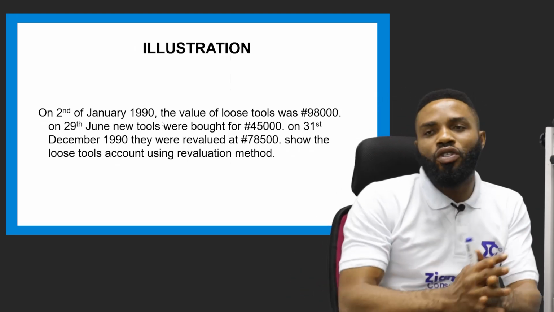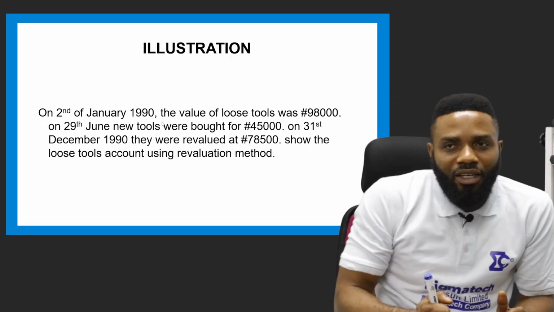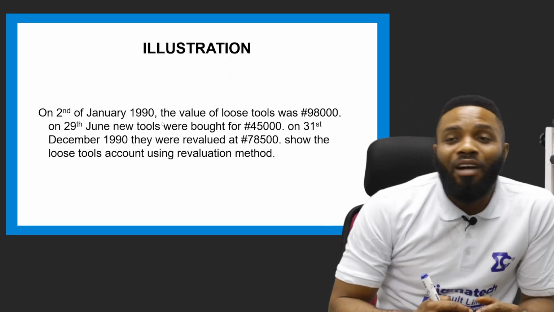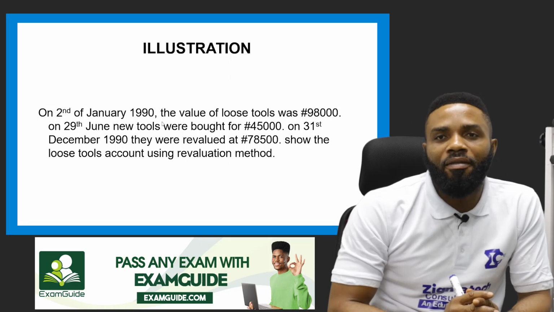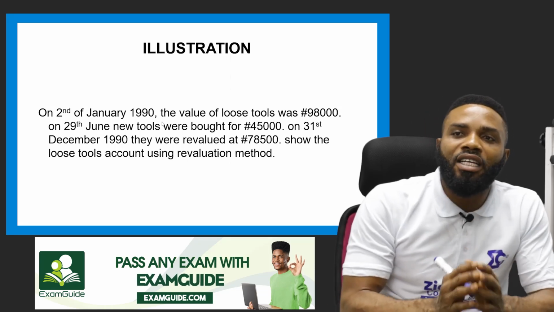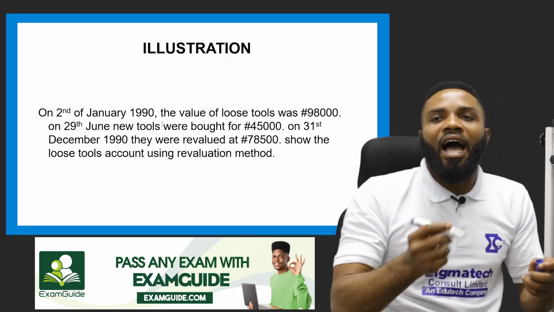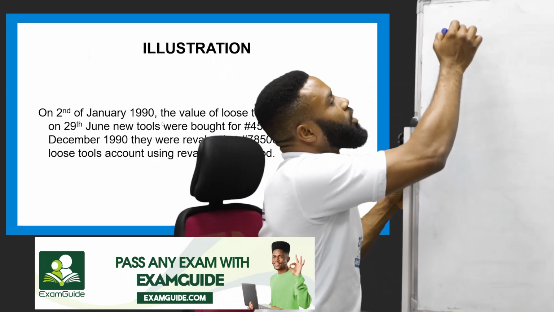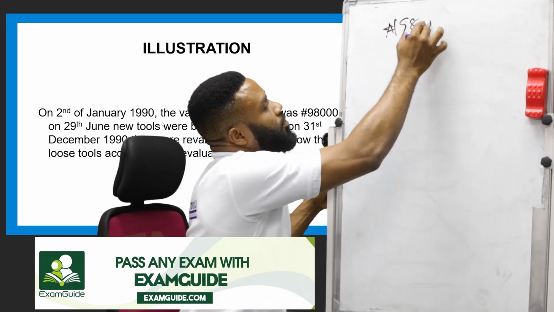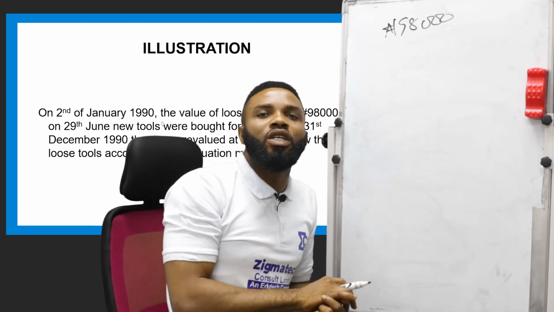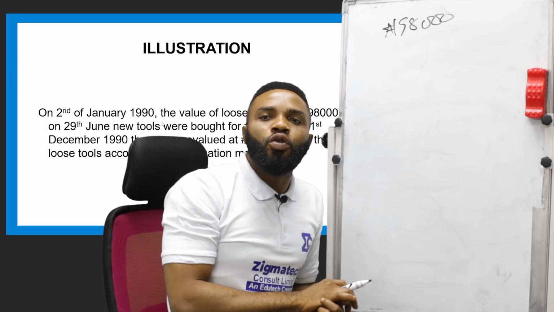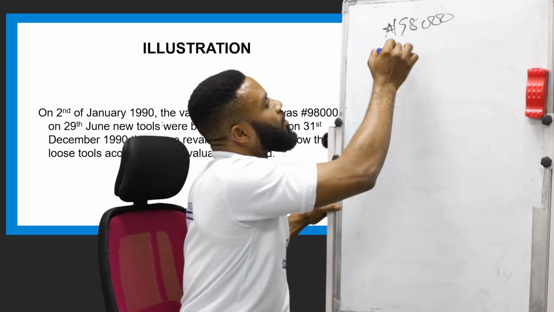A very simple question that, if students don't understand, can frustrate you in the examination hall. First of all, ask yourself, what do we have at the beginning of the period? We have 98,000. This is the value of asset we have. They said on 29 June, new tools were bought for 45,000.